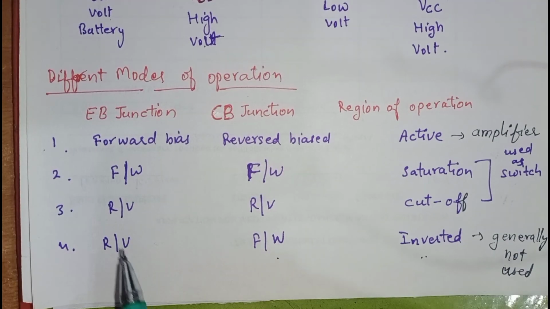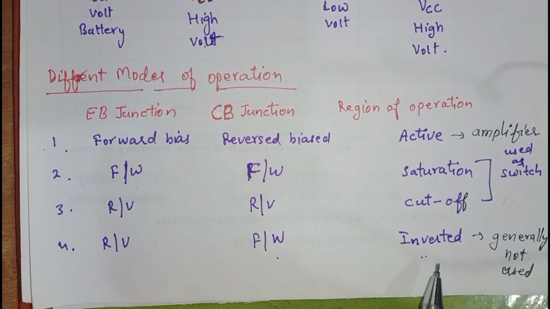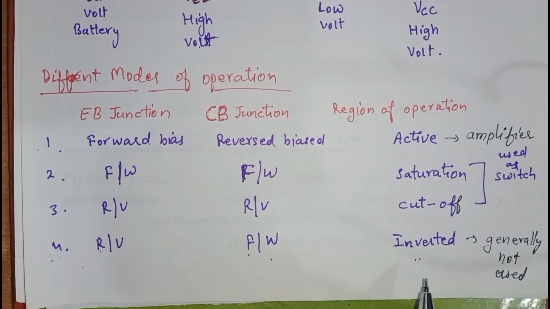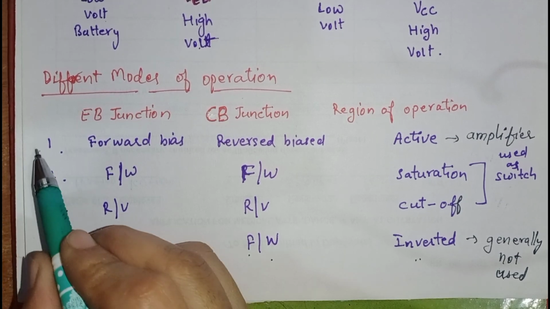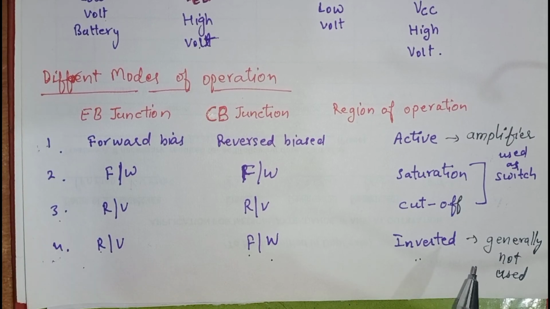The fourth one is when emitter base junction is reverse bias and collector base junction is forward bias, the opposite of the first condition. In this case, the region of operation will be inverted region. Generally this region is not used because it gives a poor performance. Maximum use of transistor is in the first case, and in the second and third cases it is used as a switch.